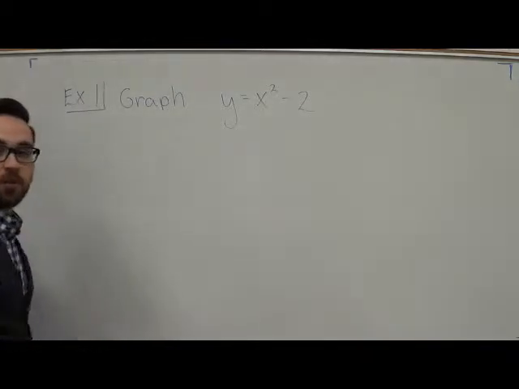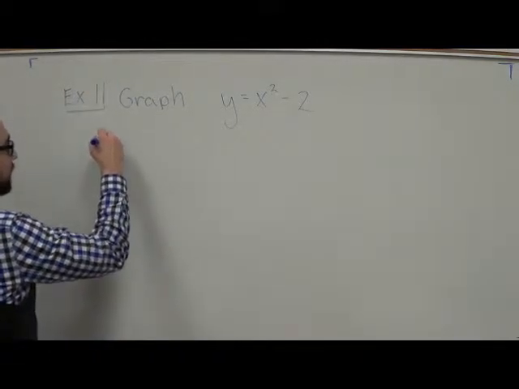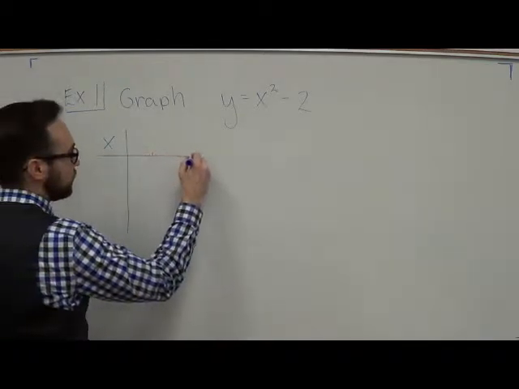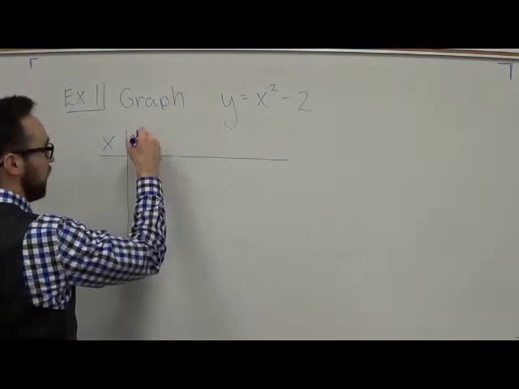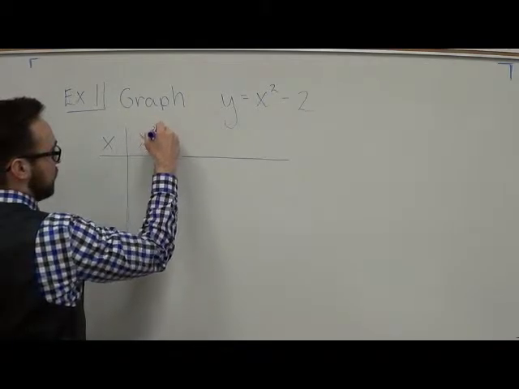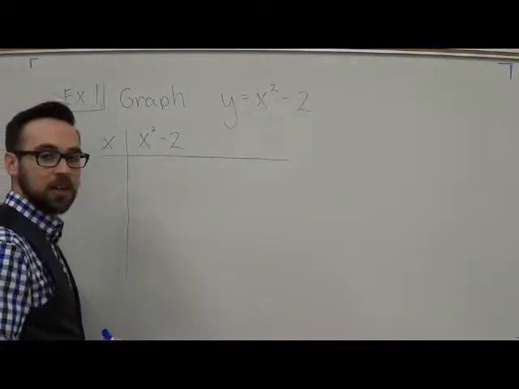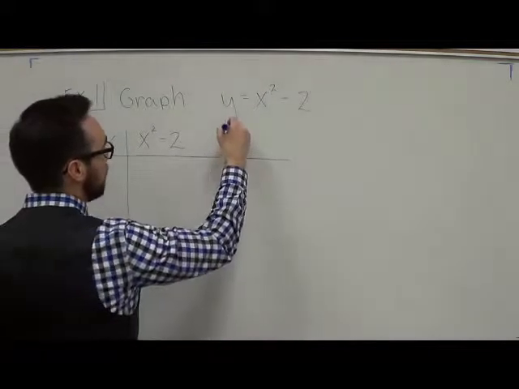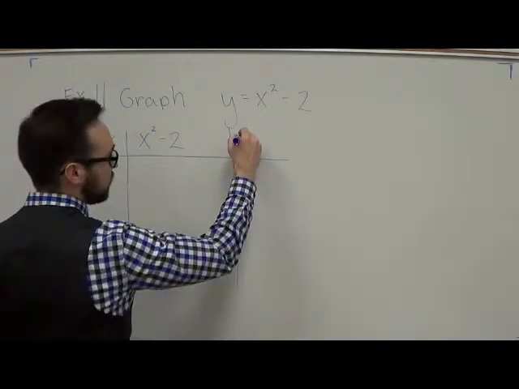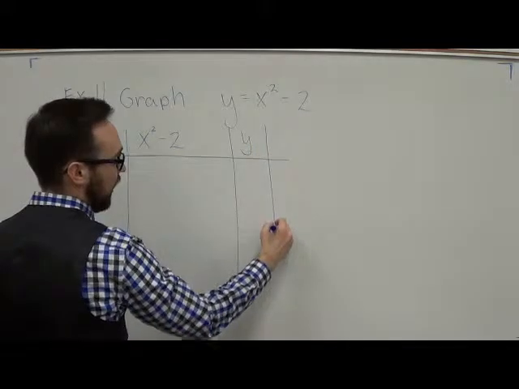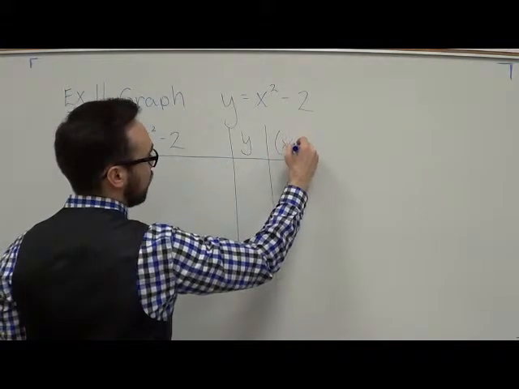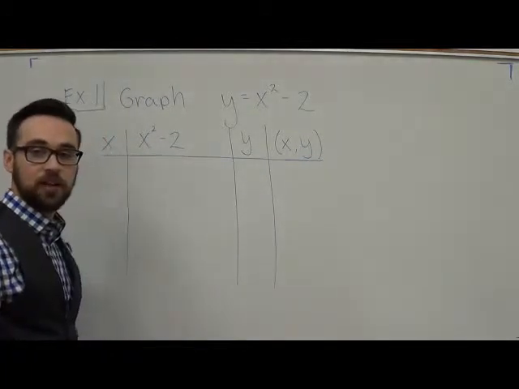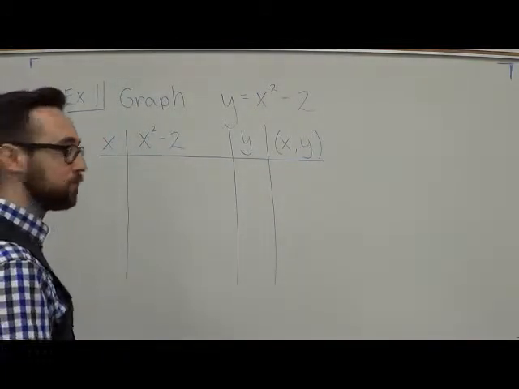So what I'm going to do is we're going to create a table of values. Now the tables, again, the x values are going to be up to us. Then we're also going to have that x squared minus 2. So same idea that we did last time. We're going to pick an x, figure out what is the y, then we're going to get y values, and then we're going to have our coordinates. So the xy coordinate is going to be the last thing that we figure out. So still that same 4-column table format.